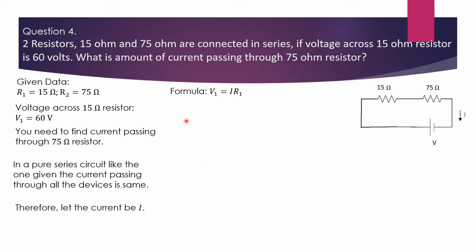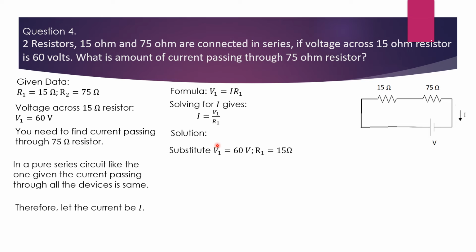Now, the formula: the voltage drop across R1, V1 is equal to IR1. Solving for I gives I is equal to V1 over R1. That is, we are moving R1 to the other side, and since it is multiplied here, it will be divided, so I is equal to V1 over R1.